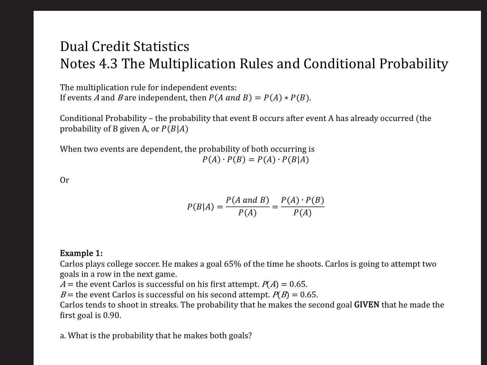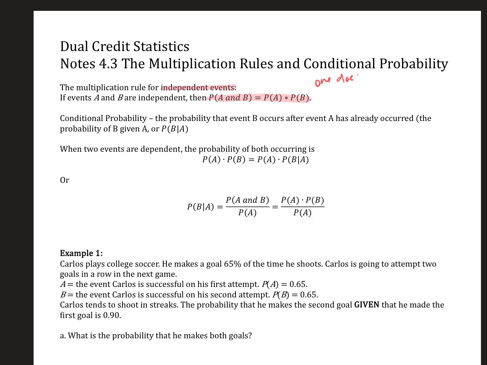So last class we talked about mutually exclusive. Today we are talking about independent events. So for independent events, the probability of A and B is the probability of A times the probability of B. So independent means one does not affect the other.